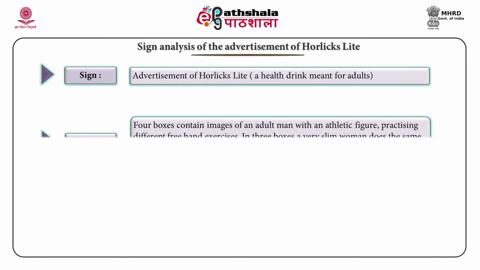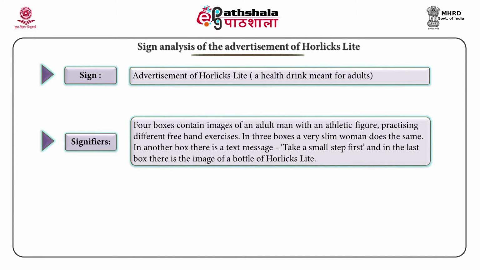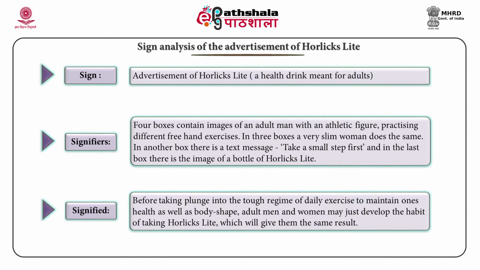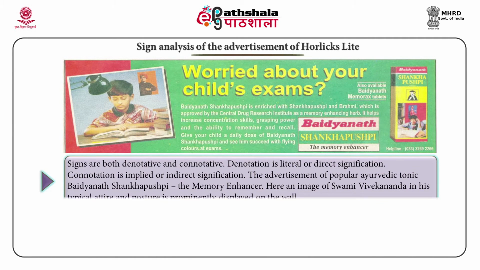What are the signifiers? Four boxes contain images of an adult man with an athletic figure practicing different freehand exercises. In three boxes, a very slim woman does the same. In another box, there is a text message, again I quote, "Take a small first." And in the last box, there is the image of a bottle of Horlicks Light. What is signified? Before taking the plunge into the tough regime of daily exercise to maintain one's health as well as body shape, adult men and women may just develop the habit of taking Horlicks Light, which will give them the same result. Signs are both denotative and connotative.